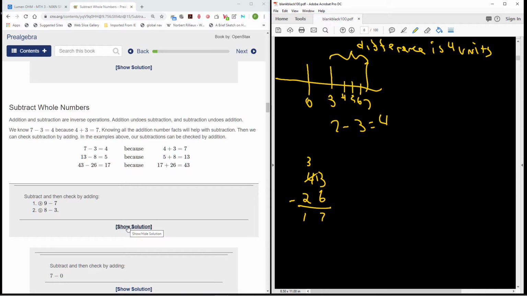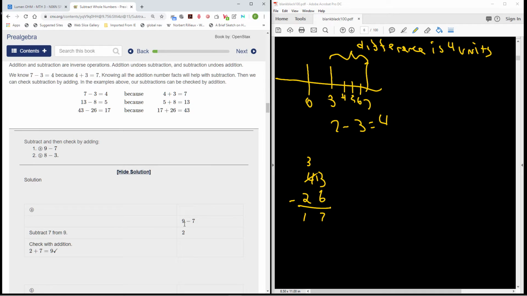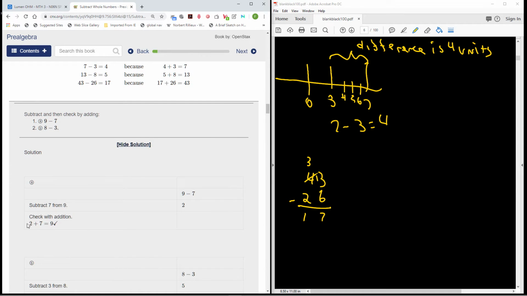Now you can check subtraction by doing addition. Here they're doing subtraction. 9 minus 7 is 2. So you can check it by adding it back. 2 plus 7 is 9.